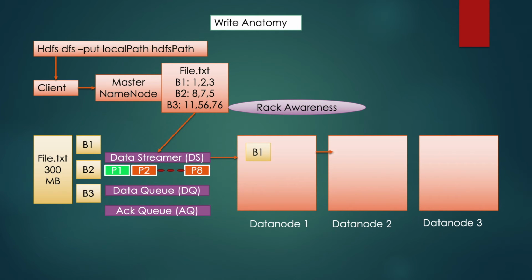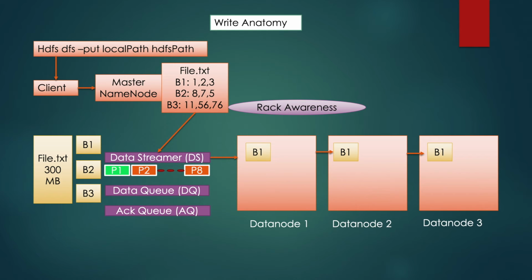Data node 1 will now get in touch with data node 2, and it will create a file named B1, keep this file open, and copy the packet P1 into this B1. And data node 2 will get in touch with data node 3, and it will create one more file. It will name the file B1, and it copies the packet P1 here.